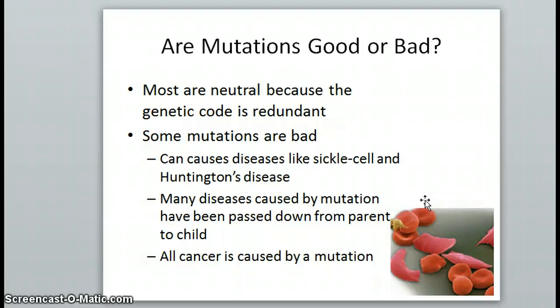Some mutations are bad and result in serious diseases such as sickle cell anemia, Huntington's disease, and cancer. Many of these diseases can be passed down from child to offspring if the gametes are also affected, and so they're called genetic diseases.